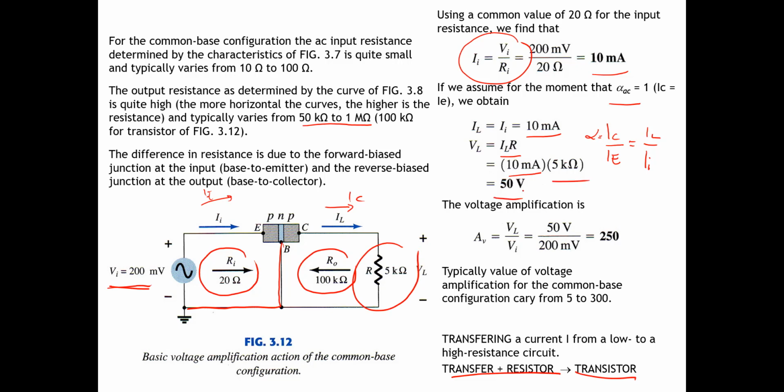So the voltage amplification, AV, is VL per VI, which is equal to 250. So this is the amplification of the common base transistor.